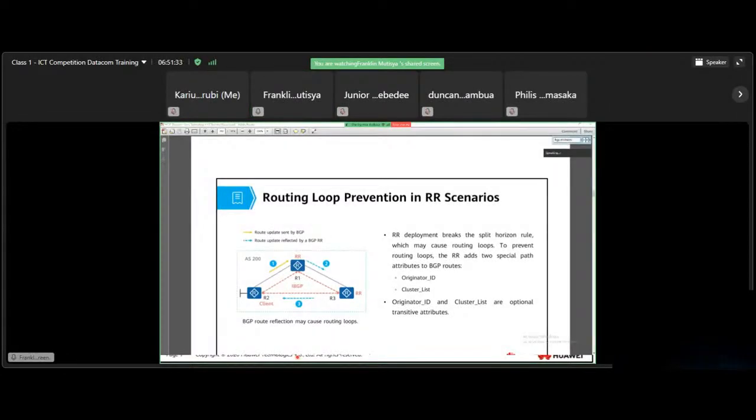So say between neighbors and interface. Okay, so this is another way of preventing loops using route reflectors. I hope this is making enough sense.